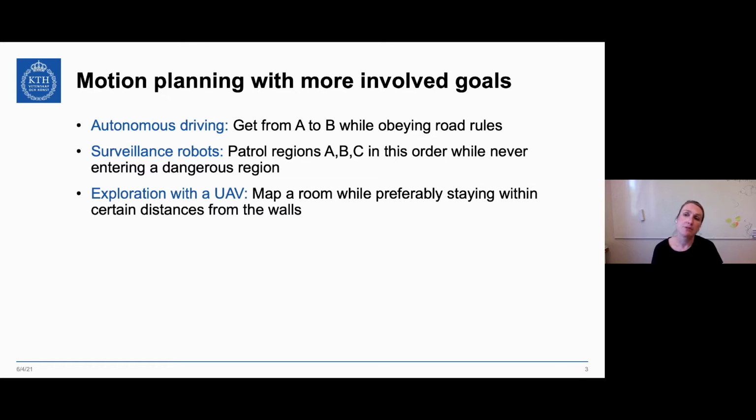So now when we have these more involved goals, the question is, how do we make them happen with motion planning? And one of the possible answers is we can use temporal logic to express such goals. And then we can use model checking principles to enforce such goals in motion planning algorithms.